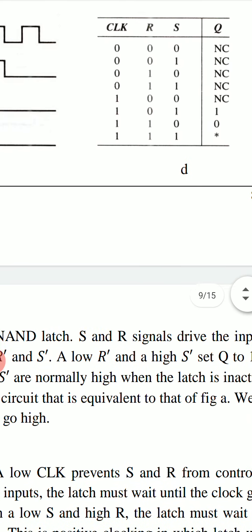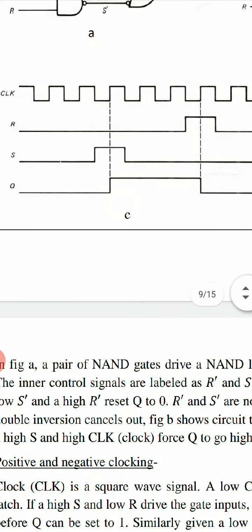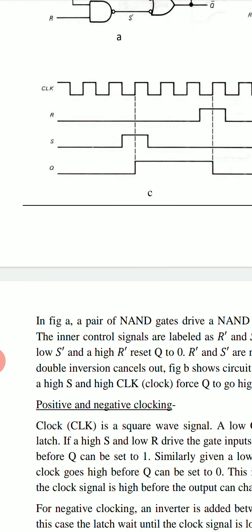So the output signal will change only when the clock goes to high. This is shown in this timing diagram. Initially R is low and S is low. Output Q is low. Output Q we can assume as low or high. If we assume it as low, when R is low and S is low, and we assume that output Q is low, then when S becomes high, this output Q will not become high. It goes to high only when the next positive clock edge comes.